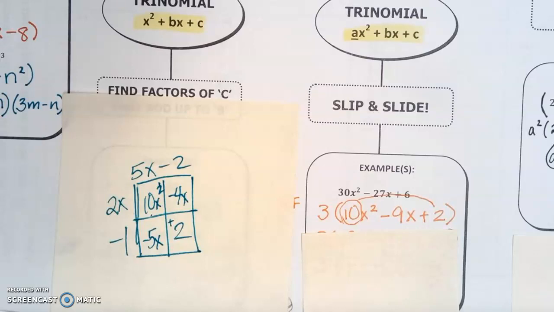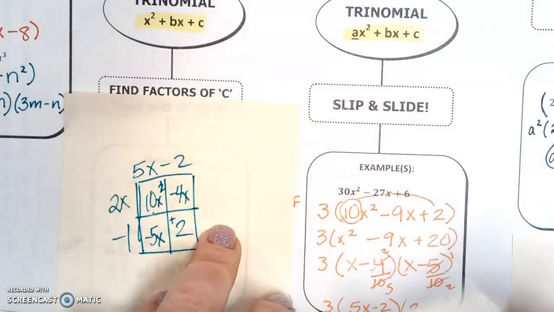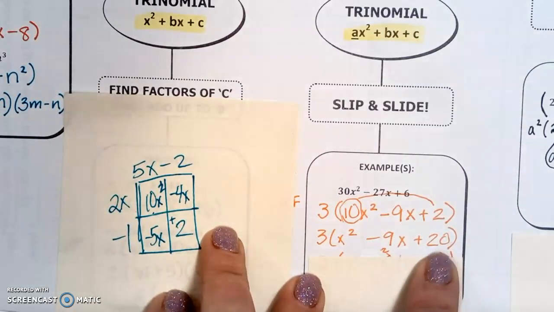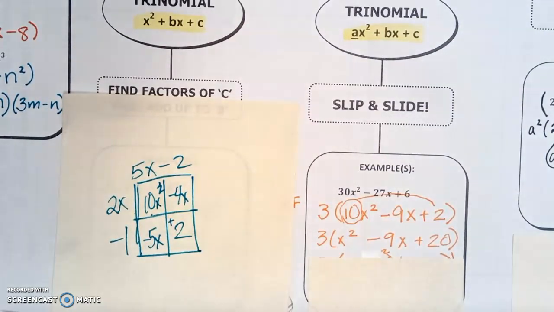You guys all know how the box works? Yeah? Any questions on the box? Because I'm about to show it a slightly different way. It's called the slip and slide trick. Okay? So you're going to take the coefficient, not the GCF, but just the coefficient of your x squared, and you're going to multiply by the 2. And that's the slip part. You're going to slip it down and make it 20, right? So now you've got x squared minus 9x plus 20, which is easily factorable.